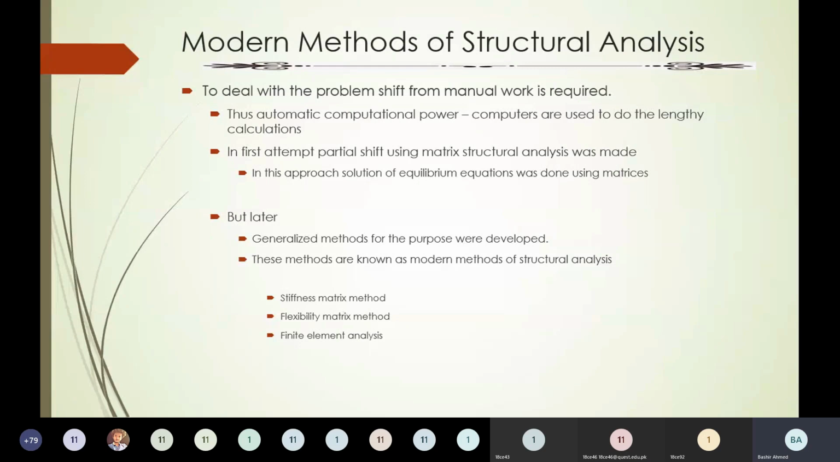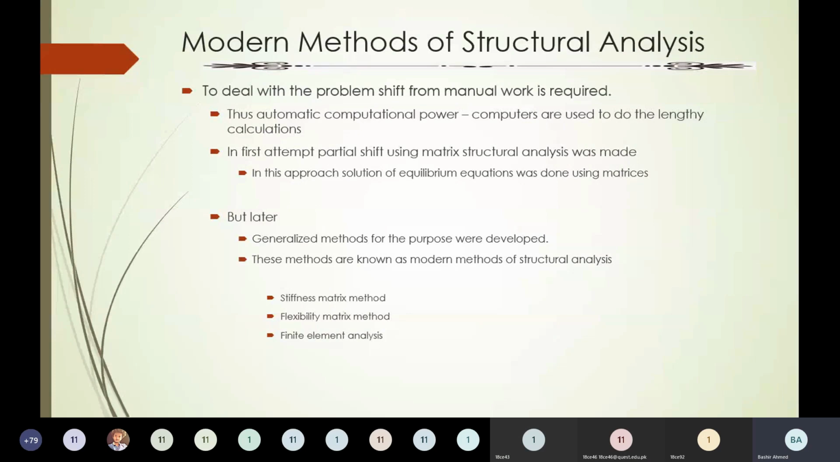The alternatives to ETABS are STAAD, ANSYS, and many more. Sorry, this ETABS has been used for the analysis and design of even Burj Khalifa.